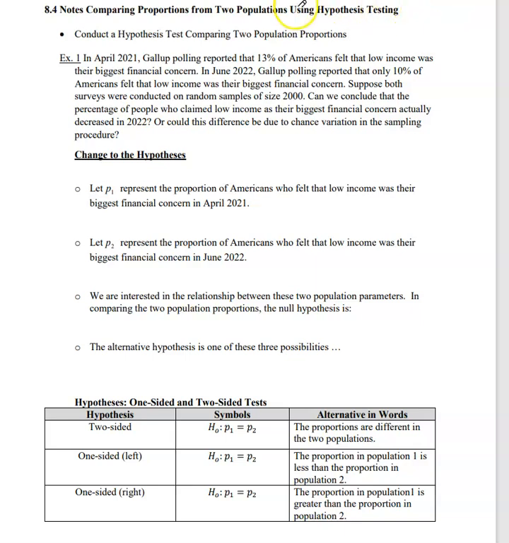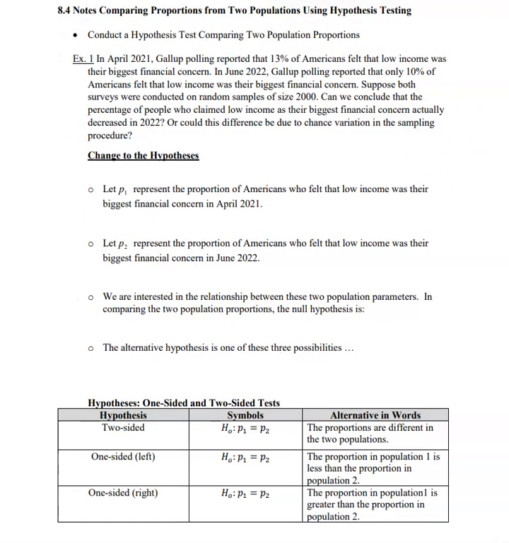I want to take a look at section 8.4, which is the last new topic for chapter 8. And in this section, we're looking at hypothesis testing where we compare two population proportions. And if you remember, we did this at the end of chapter 7 where we created a confidence interval to look at the difference between the two population proportions. Now we're going to run a hypothesis test.